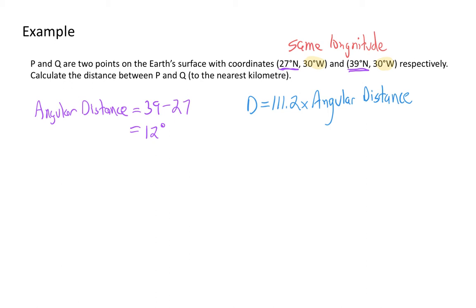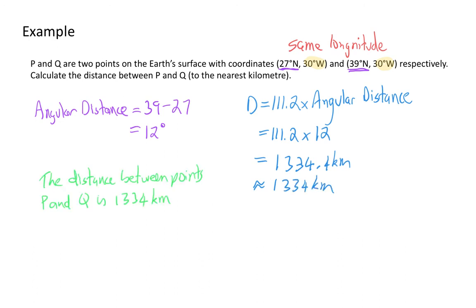So I can now go and complete my distance calculation. So it's going to equal 111.2 multiplied by the angular distance of 12. So putting that into my calculator, it's going to be 1,334.4 kilometers. And because the question is asking me to round to the nearest kilometer, 1,334 kilometers. So the distance between points P and Q on the Earth's surface is going to be 1,334 kilometers.